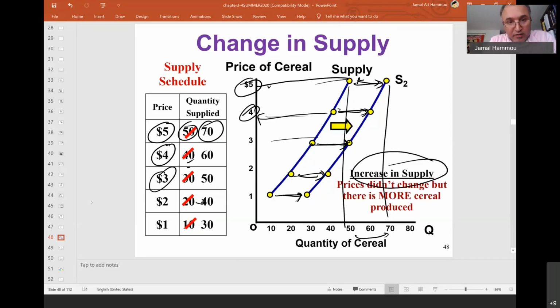You can go from 1 to 5. You can see 50 becomes 70 for the same price, 40 to 60, same price, 30 to 50, 20 to 40. This is caused by something else, not the price. So that's increase of supply. Increase of supply is shifting the supply curve to the right. That's what you have to remember. Anytime we're talking about increase of supply, we're shifting the supply curve to the right. What does that mean? Companies are willing and able to produce more at every price. At every price we have more.